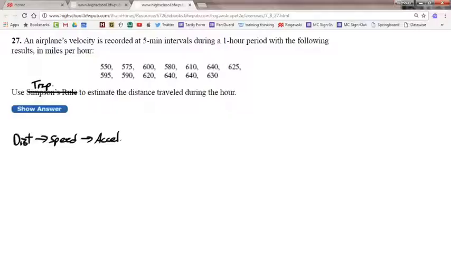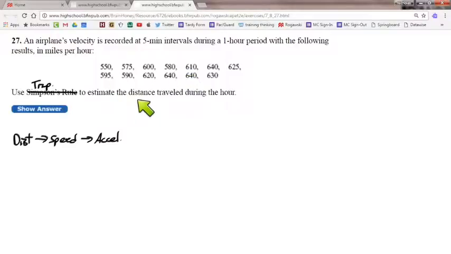Oh, is there one at the beginning? Oh, yeah. So at the beginning we have that one, 5 minutes past that one, 5 minutes past that one, 5 minutes past that one. So we have one at the beginning of the hour, one at the end of the hour. So that makes 13. Okay. So with the following miles per hour, these are all speeds.